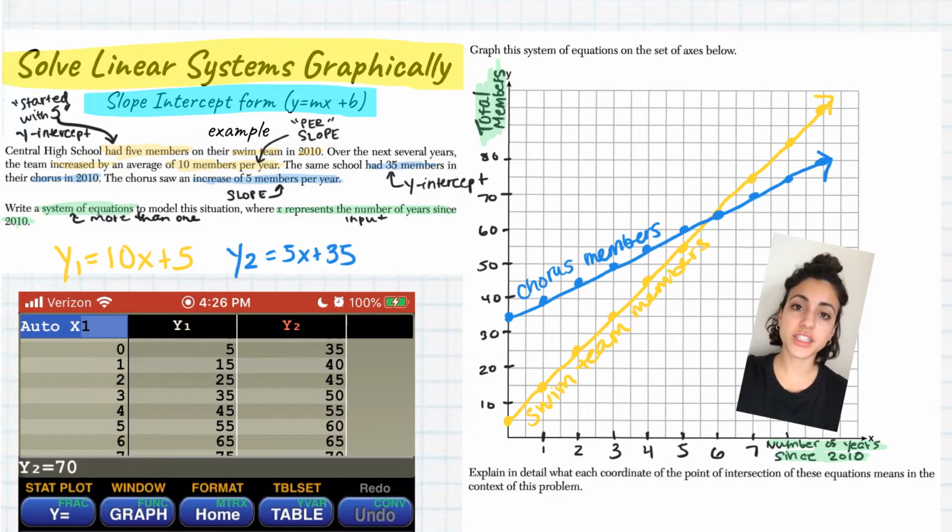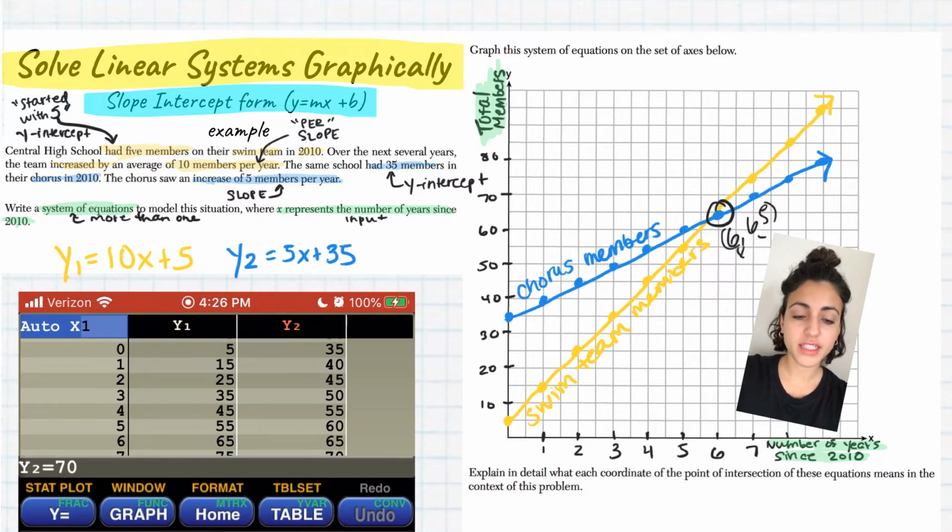That is how you solve a linear system graphically: you look for the point of intersection, because this is the point that makes the scenario true, depending on what you're looking at, right? So this is where they share the same value. Okay, so let's circle that, and that point is, like we saw on the table, (6, 65).